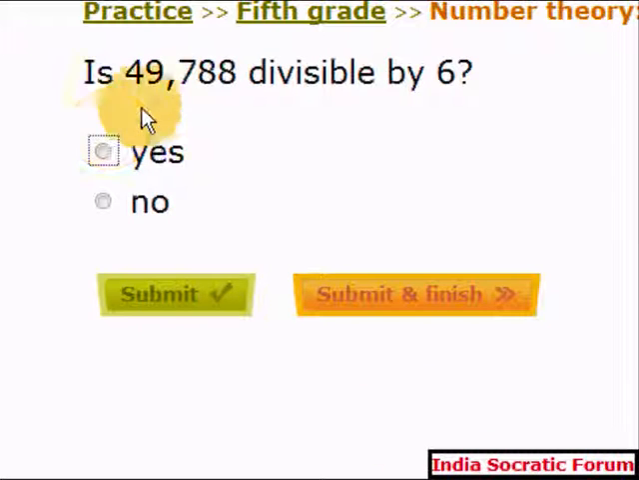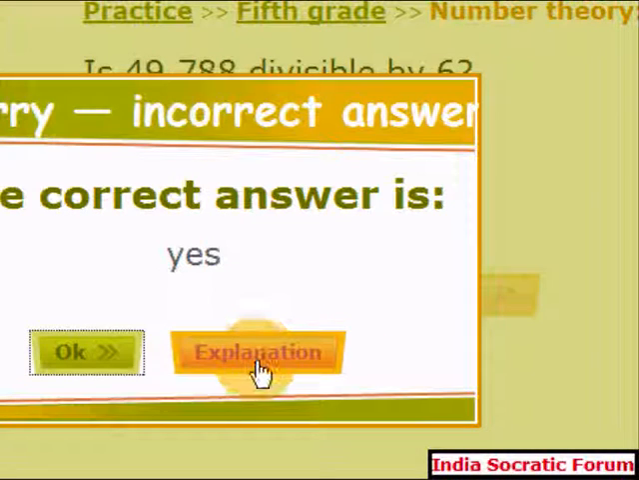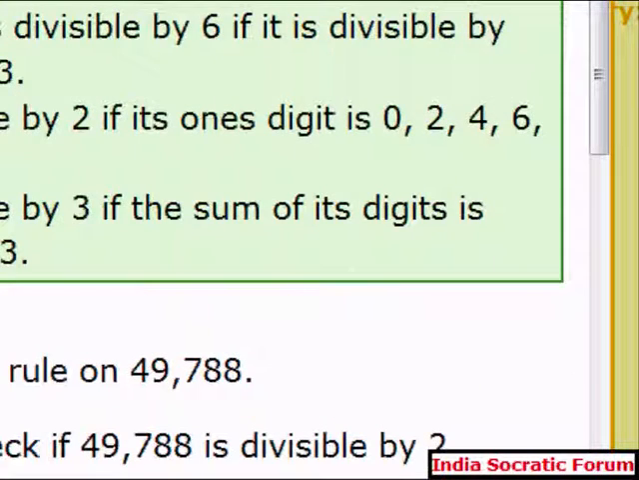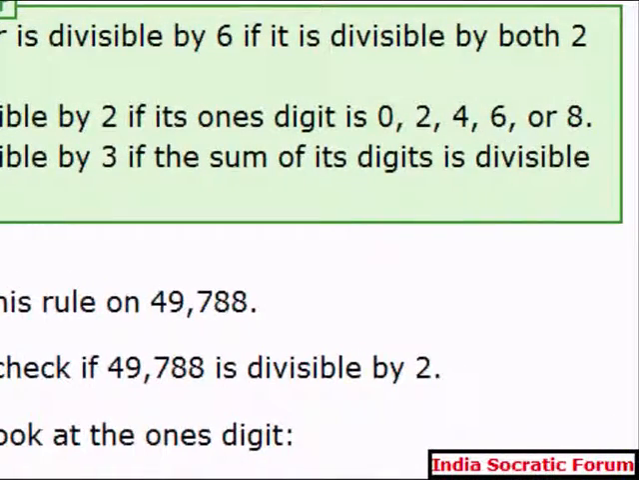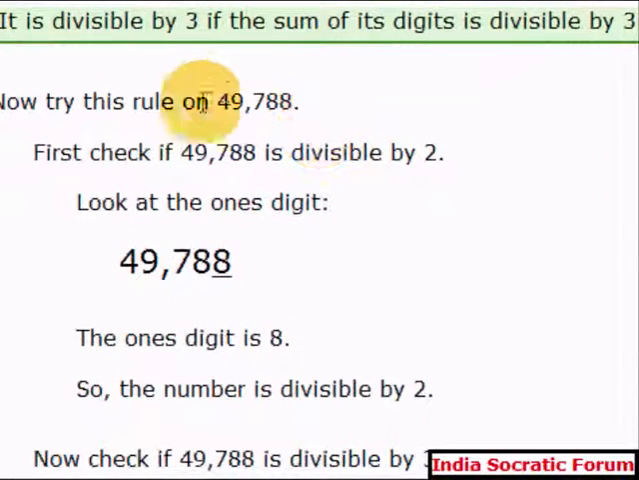One more. Is 49,788 divisible by 6? Pause the video, apply the rule. Answer is yes. Do you know why? Remember the rule? What does the rule say? Read this loud. A number is divisible by 6 if it's divisible by both 2 and 3. It's divisible by 2 if its ones digit is 0, 2, 4, 6 or 8. Right? It's divisible by 3 if the sum of its digits is divisible by 3. 2 steps.